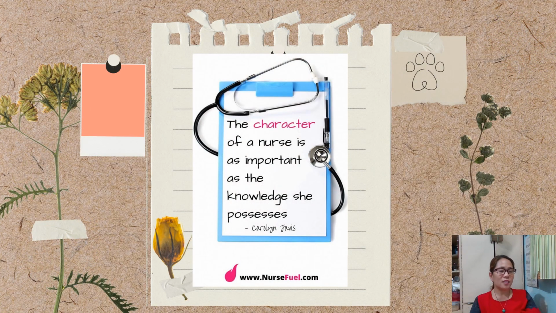So, this is the end of our topic for this week. Let me end by reading this quote by Caroline Jarvis. The character of a nurse is as important as the knowledge she possesses.